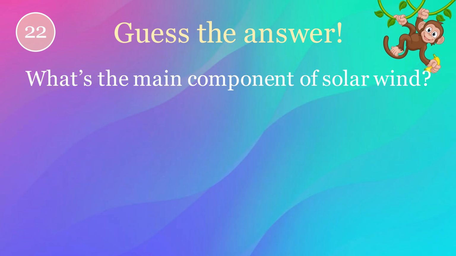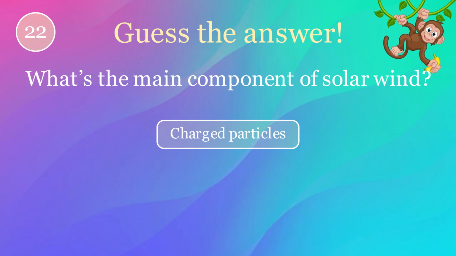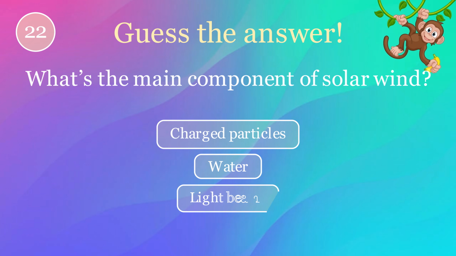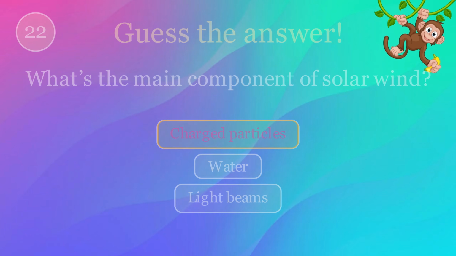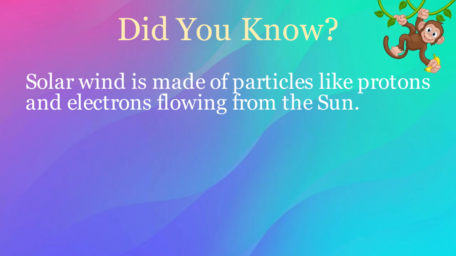What's the main component of solar wind? Charged particles, water, light beams. The correct answer is charged particles. Here's an interesting fact: solar wind is made of particles like protons and electrons flowing from the Sun.